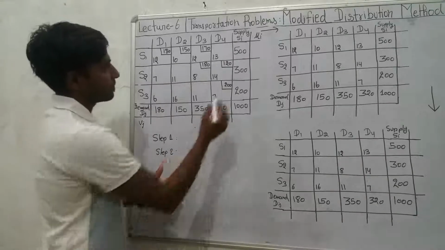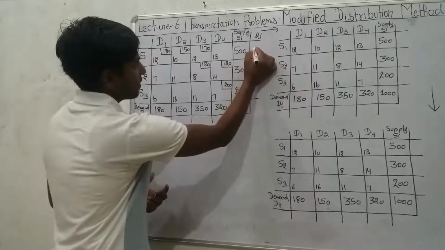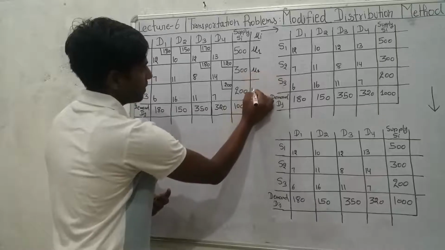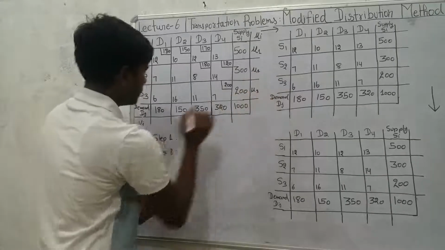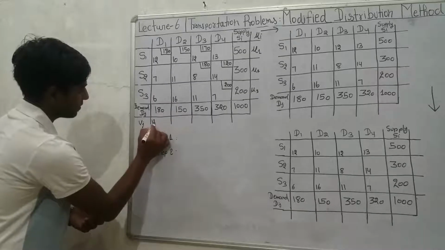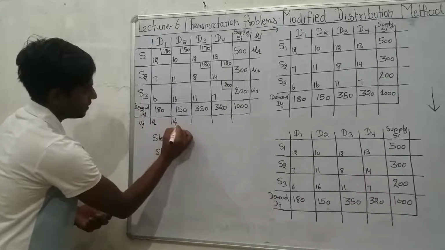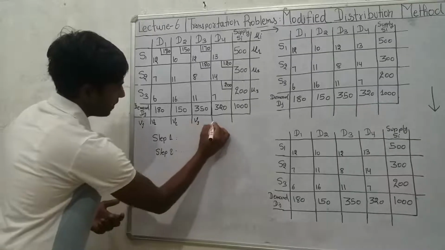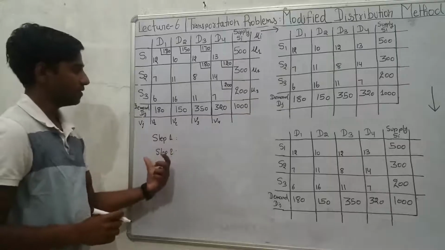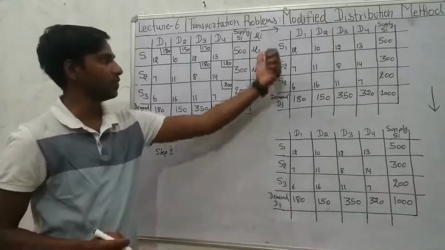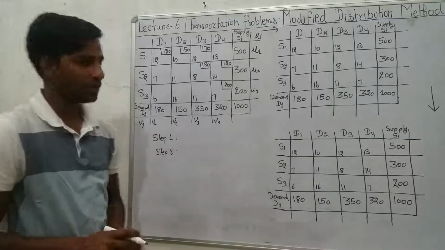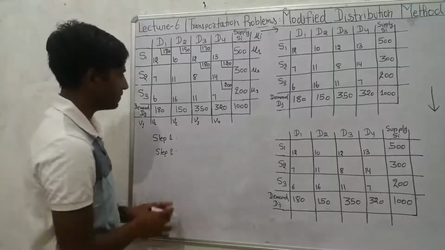What is the meaning of UI? For the first row it is U1, for the second row U2, and for the third row it is U3. Similarly, for the first column it is V1, for the second column V2, for the third column V3, and for the fourth column it is V4. In step 2, we need to calculate the values of U1, U2, U3, V1, V2, V3 and V4. So how are we going to calculate these values?